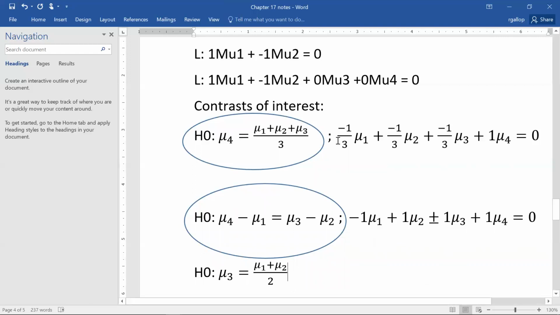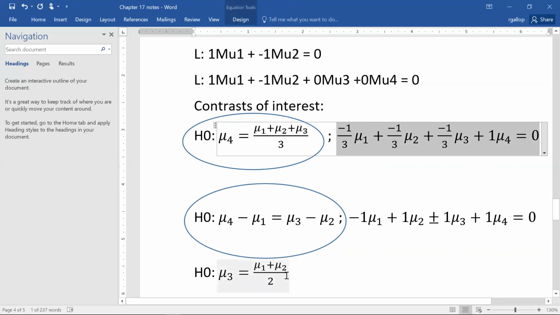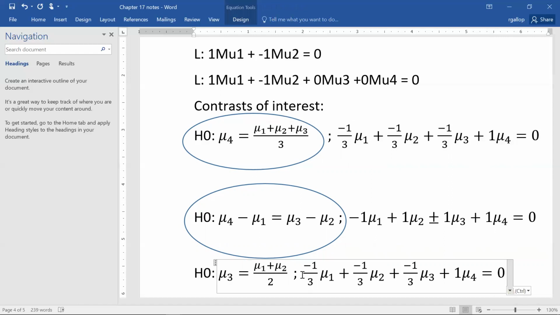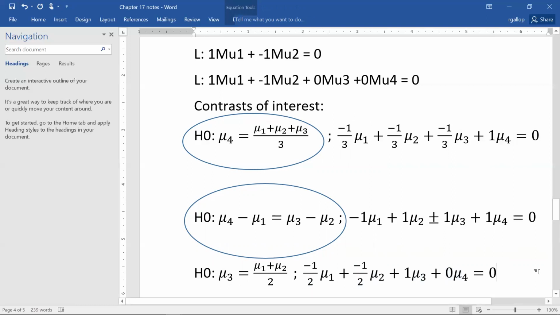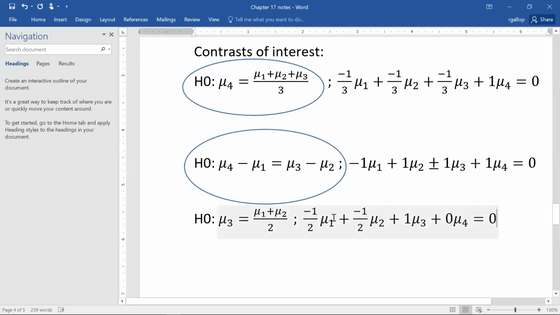Then if we go to this one, let me steal this part of the equation again, just to make it a little easier with the math type. So if I go here, that equation becomes minus 1/2 mu1 minus 1/2 mu2 plus 1 mu3 plus 0 mu4 equal to 0. So this is the mathematical sum of the c_i mu_i equal to 0.